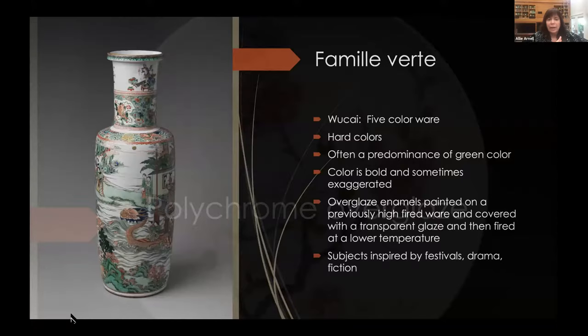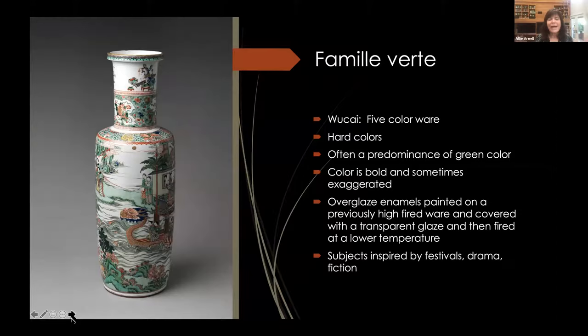There were a vast number of polychrome overglaze decorations that occurred in the Qing Dynasty. And we're not going to be looking at all of them today. That would take quite some time.